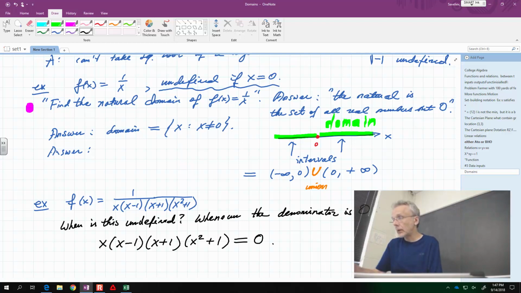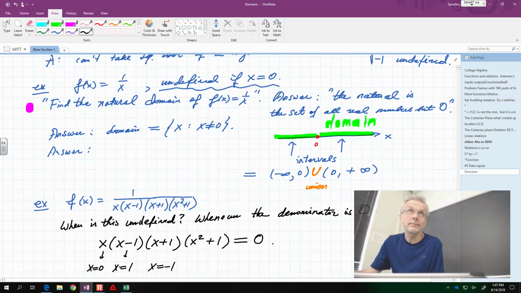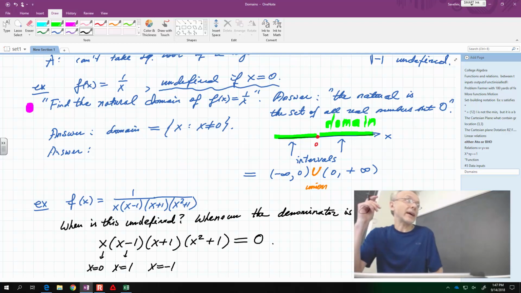Can you tell me what values to exclude? 0. Okay, x equals 0, because it will make the first factor 0. What makes the second factor 0? Positive 1. And the next one? Negative 1. And the last one? No, what x will make the last factor equal to 0? Oh, maybe. Yes, so what is it?